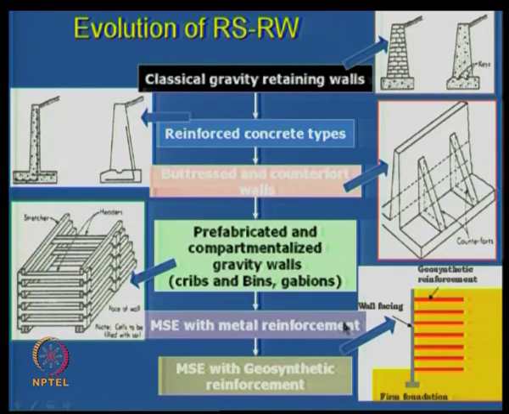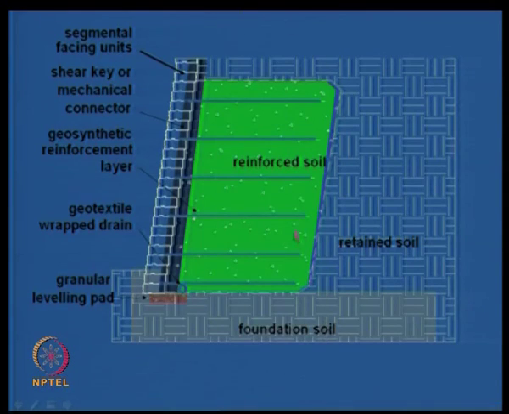And the final one, which we will be talking about today, is the reinforced earth walls, in which you have a facing element, you have a geosynthetic reinforcement, and you have a backfill. There are two types here. One is mechanically stabilized earth walls, we call it MSE, with metal reinforcement. One can have metal reinforcement, otherwise you can also have geogrid reinforcement or a geosynthetic reinforcement.